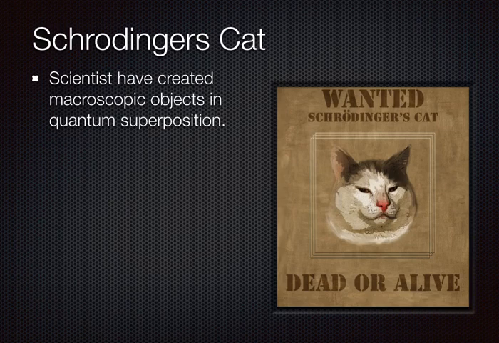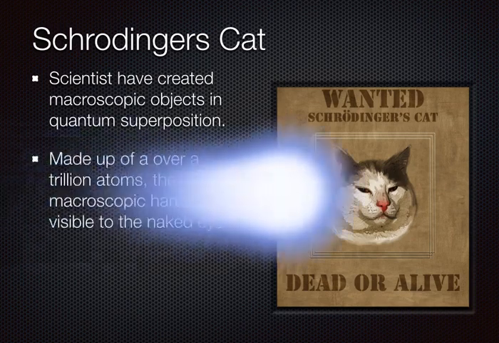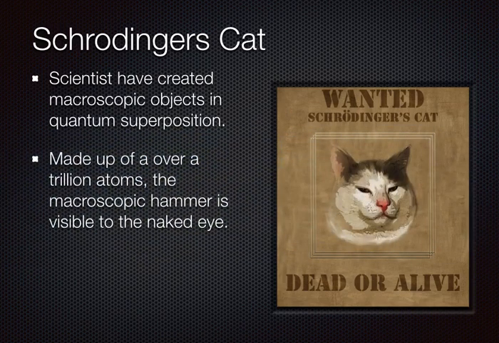So now they're not just able to show that electrons are here and there, and not just that a whole atom, which is a whole bunch of electrons, protons, and neutrons, but they were able to show that whole groups of atoms. They've actually created, and I think it was in 2004, and I had a picture of it, but I didn't put it in here. It's hard to see. They made a macroscopic object in quantum superposition. So macroscopic is something you can see. All right? So made up of over 1 trillion atoms, it was a macroscopic hammer. It was a little hammer.